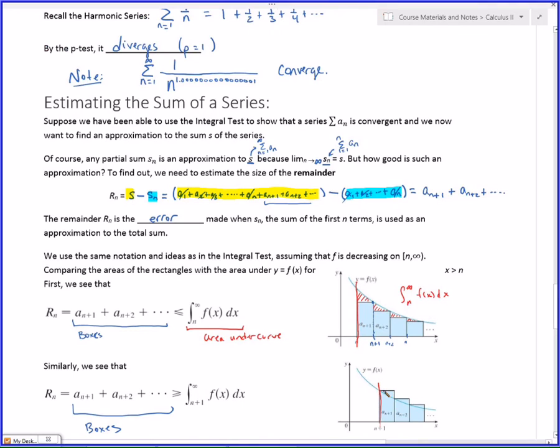And now, how does the integral that starts at n plus 1 and goes to infinity of f of x dx compare to the area of the boxes? Well, you've got excess, right? So the area of the boxes is bigger than or equal to the area under the curve from n plus 1.